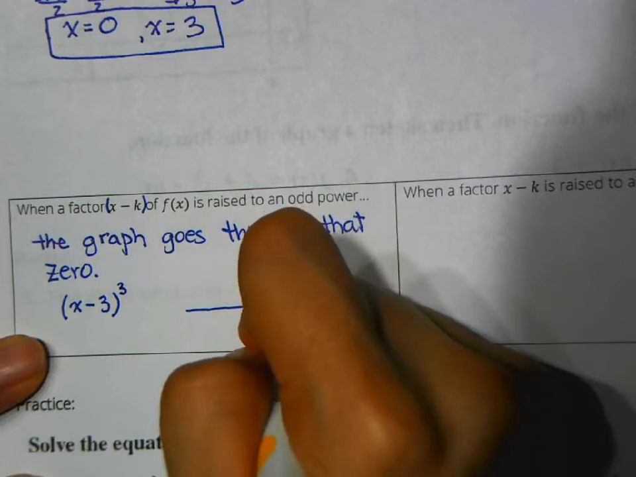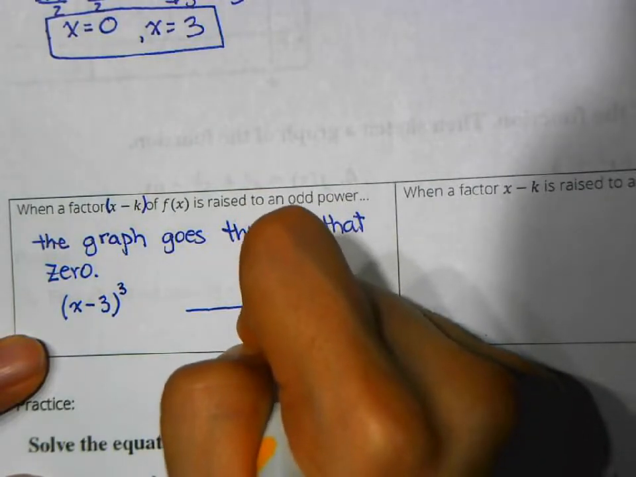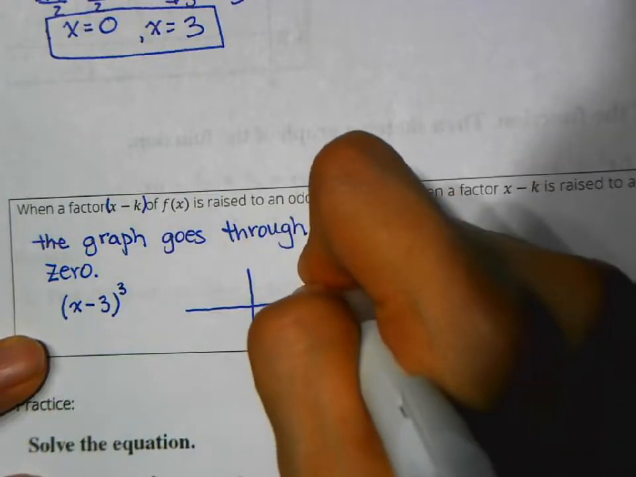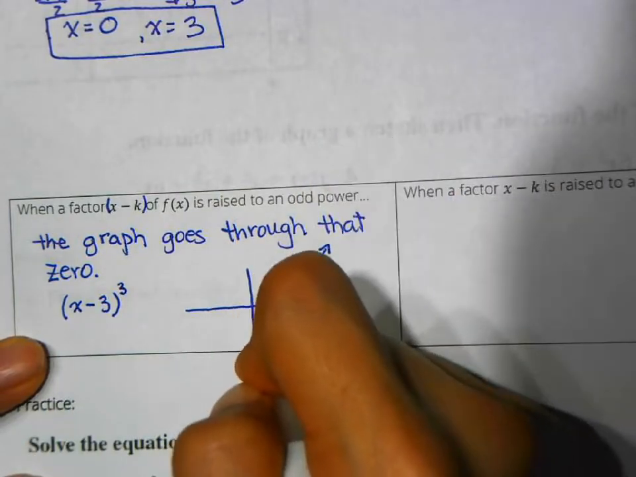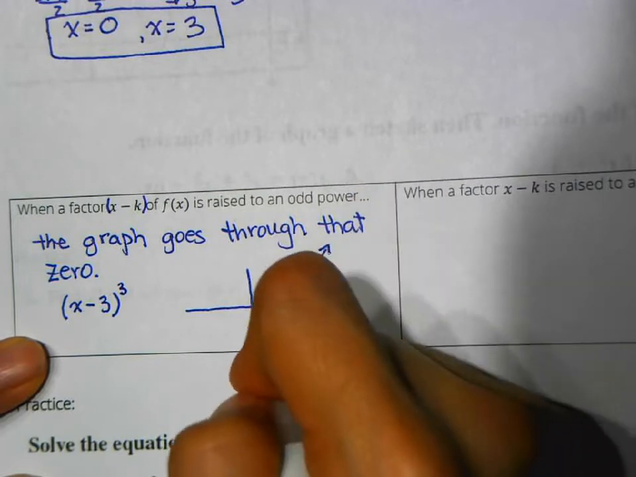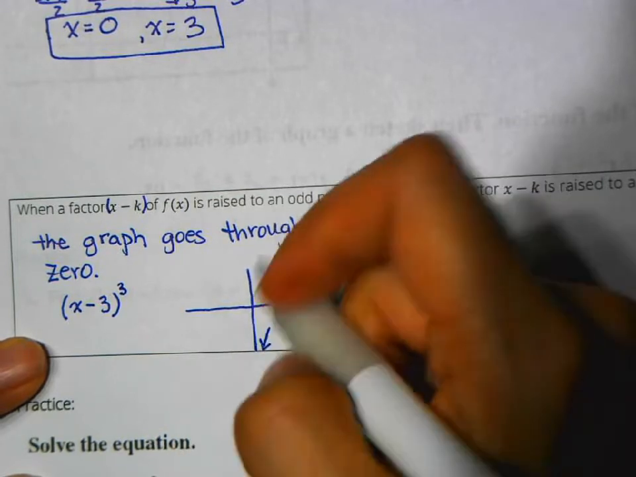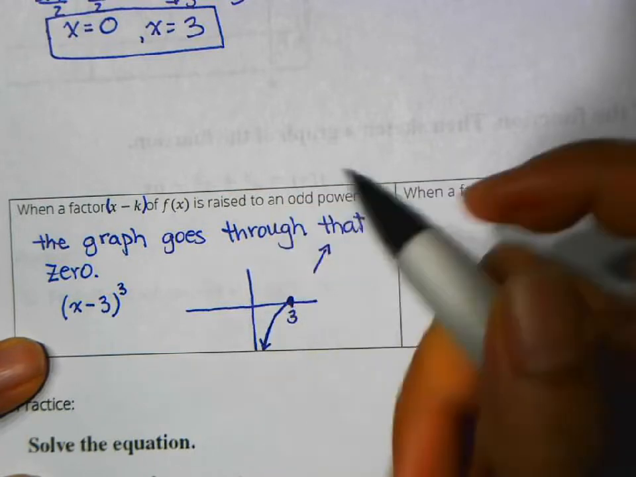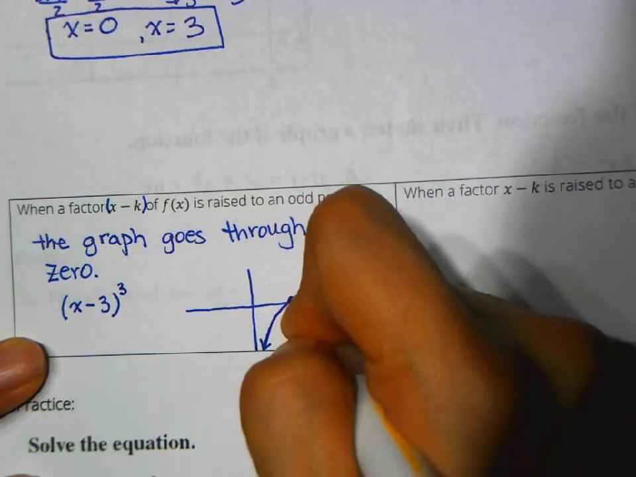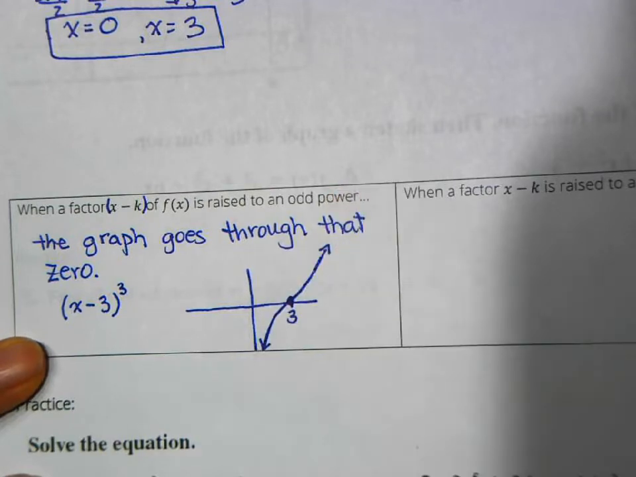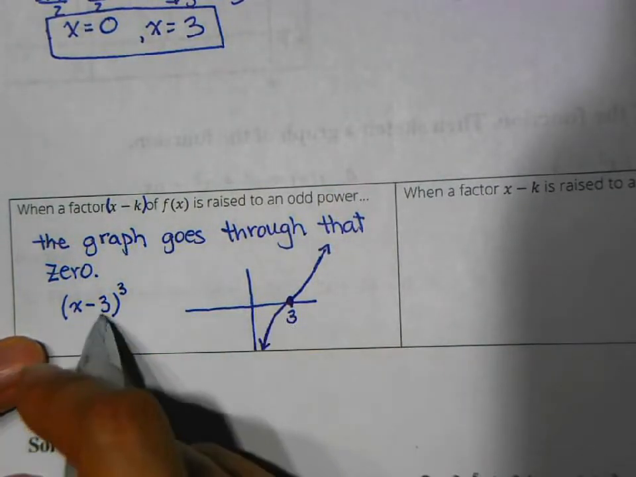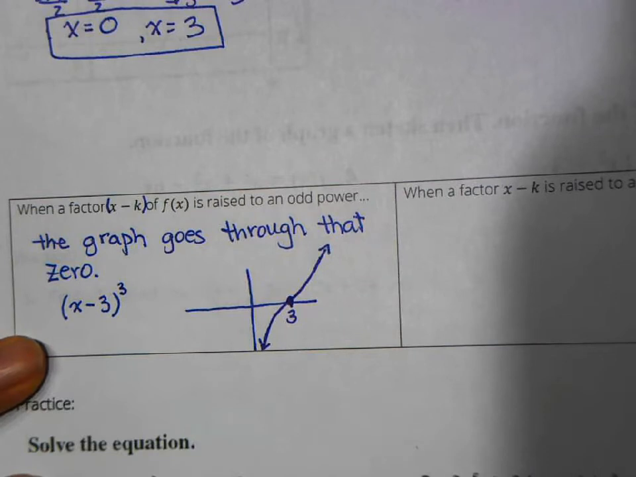So here's my x equals 3. Here's my 0 right there. Since this is a positive odd, I know that my graph goes up on the right, goes down on the left. I know that this is just going to hit that x equals 3 and then keep on going. The line's going to go straight through that 0 that was created by that factor.